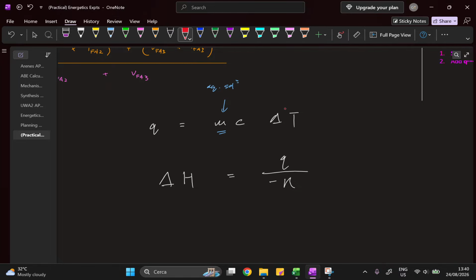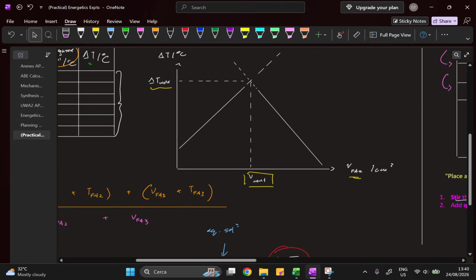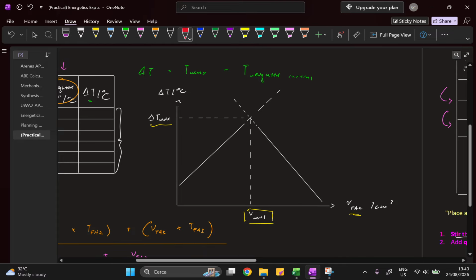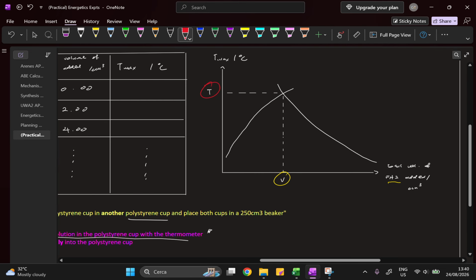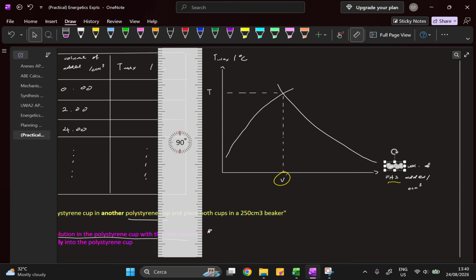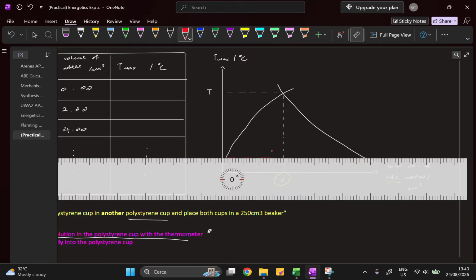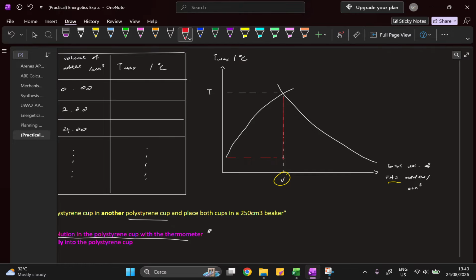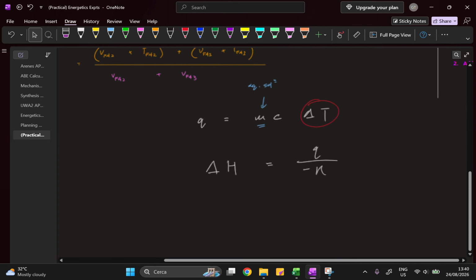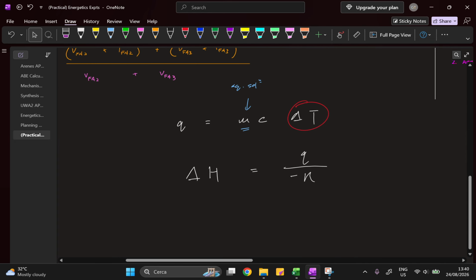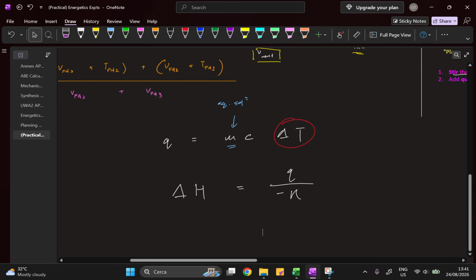I'm going to switch to this red that isn't very visible on dark mode. This delta T is the one that you get from here. In this graph, the delta T is like that. In this graph, the delta T is just like that. So everything I've circled in red is the thing that you plug into this delta T here. So remember, mass is the mass of aqueous solution only.